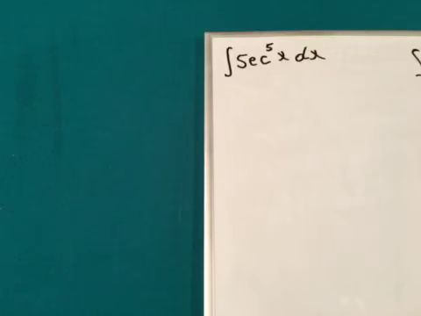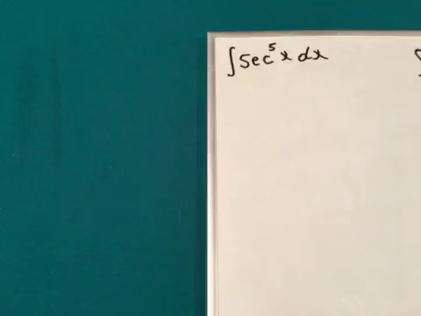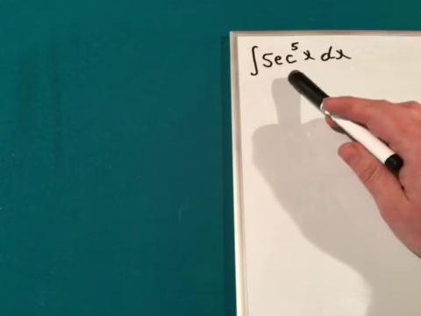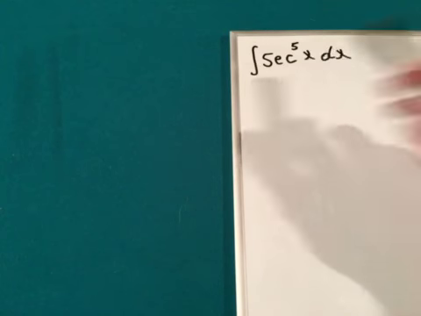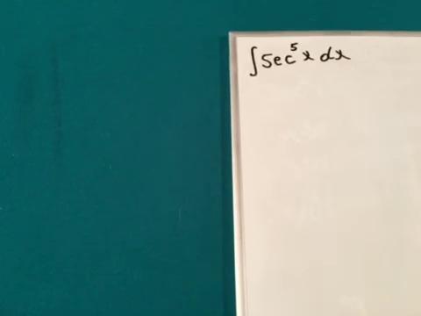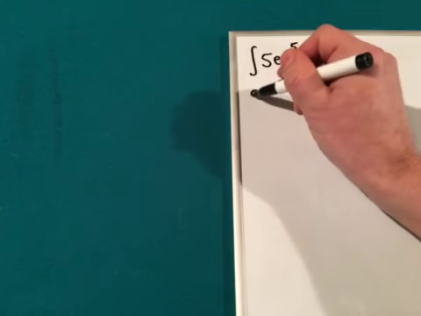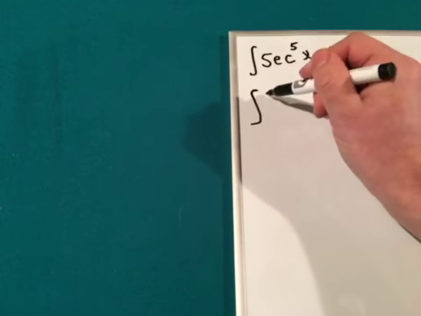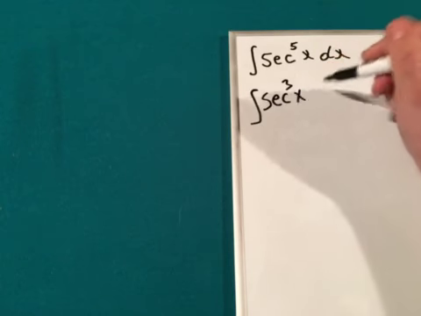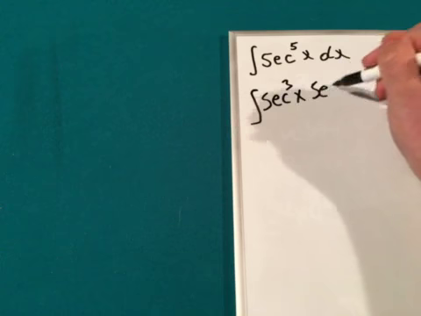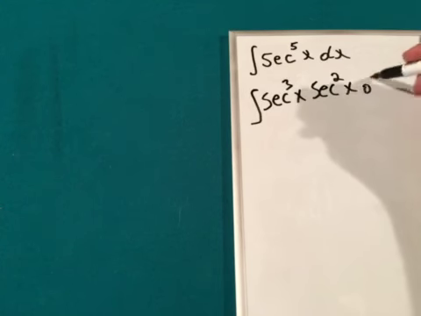Hey everyone! In a couple of recent videos, we took the integral of secant and of secant cubed. Now in this video, I want to look at how we go about taking the integral of secant to the fifth x dx. I could rewrite that as the integral of secant cubed x times secant squared x dx.